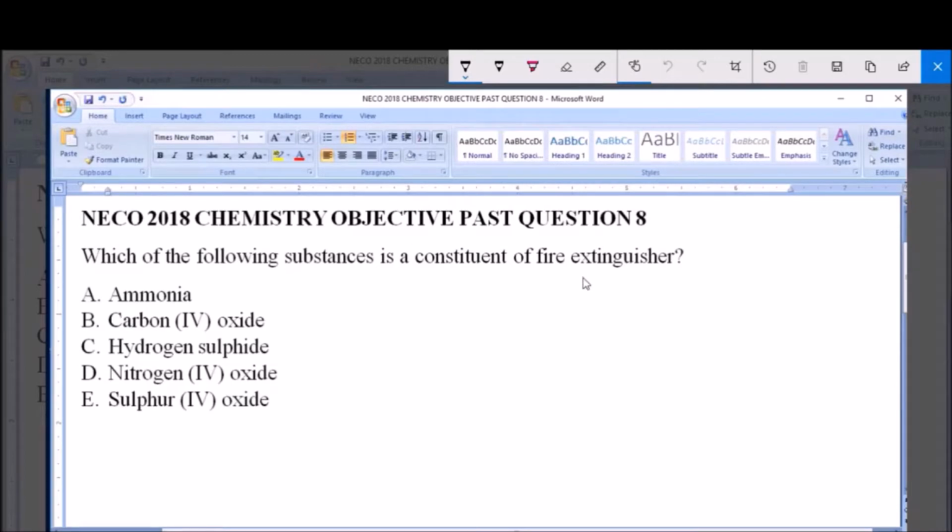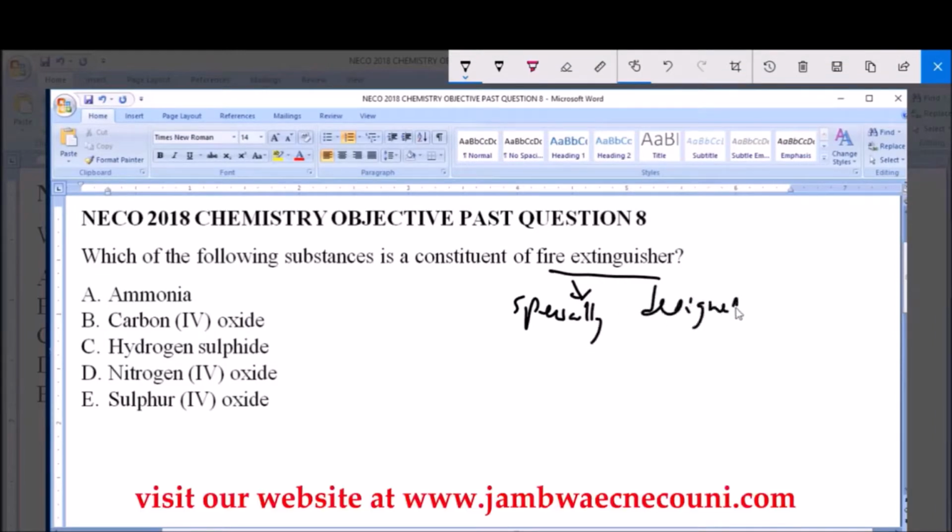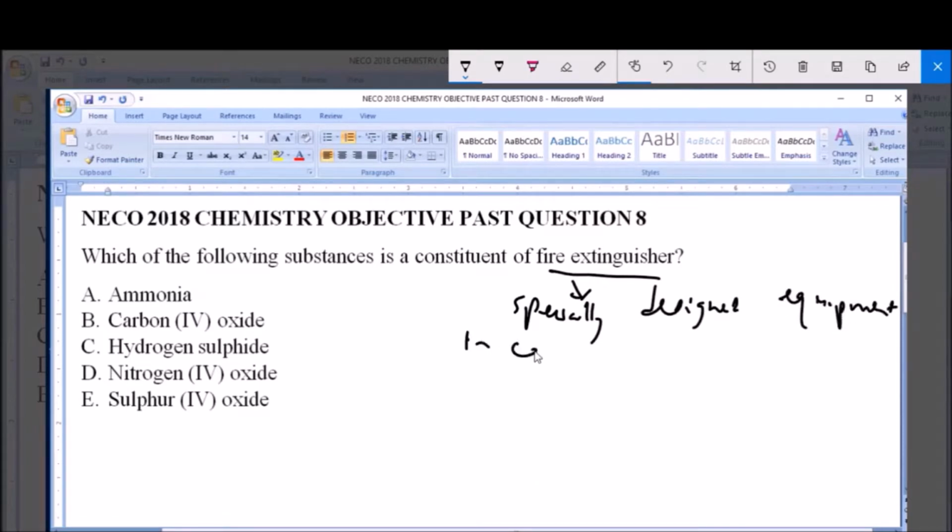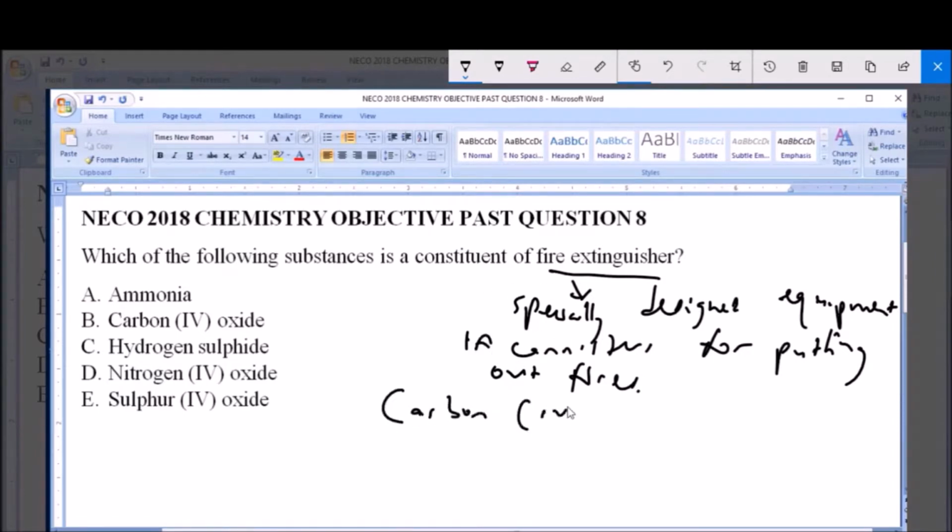So fire extinguishers are specially designed equipment, in canisters, for putting out fires. These fire extinguishers are commonly made up of carbon IV oxide, or CO2.